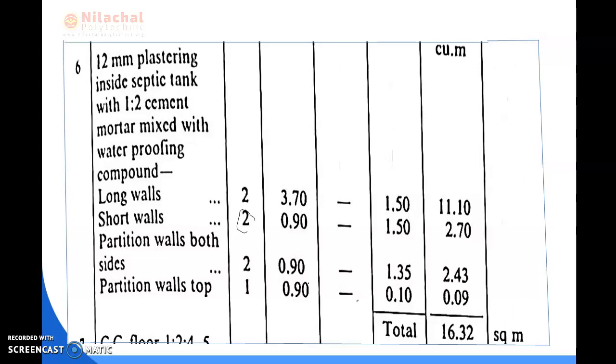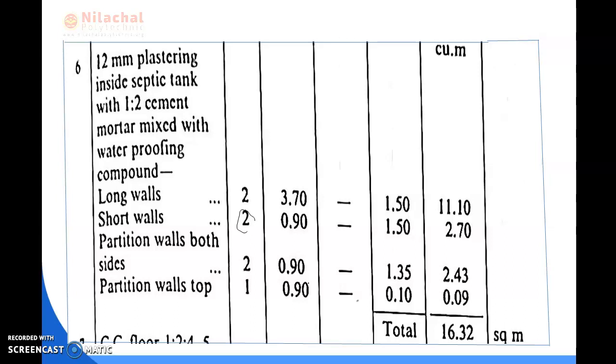Then the long wall value is 2 into 3.70 into 1.50, which equals 11.10. And the short wall value is 2 into 0.90 into 1.50, which equals 2.70.